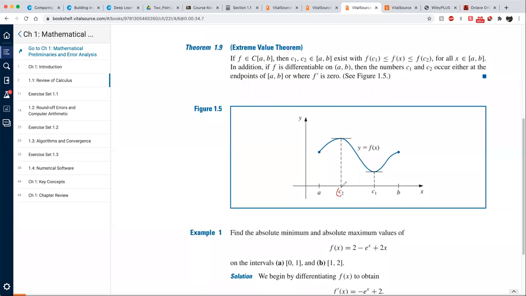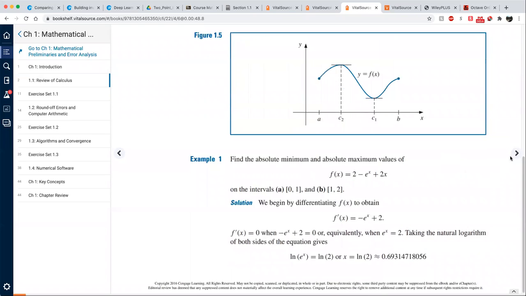So c1 and c2 are the critical values, right? Then we evaluate the function at c1 and c2, and we also evaluate the function at the endpoints of the given interval, f of a and f of b. Then we find the maximum or minimum of those four values. That's going to be the absolute maximum and minimum, right? So this is the extreme value theorem.